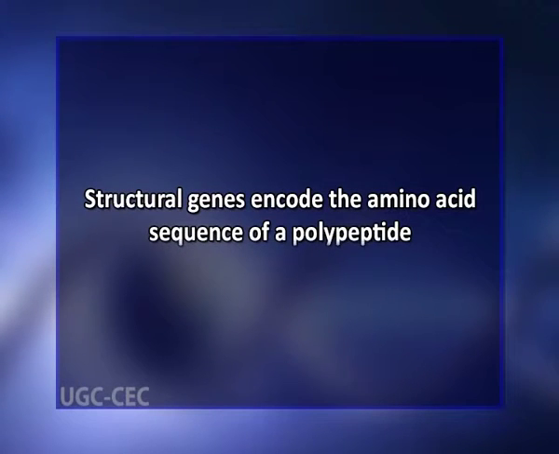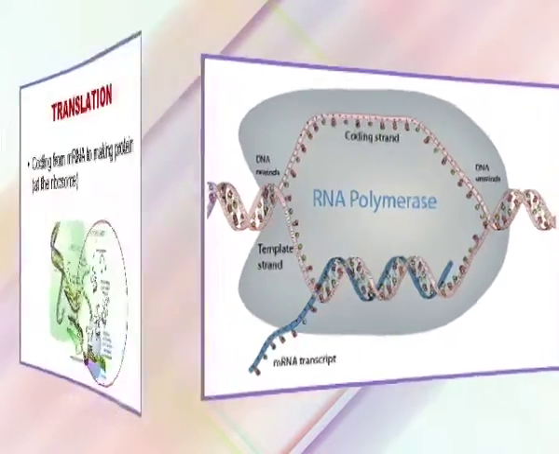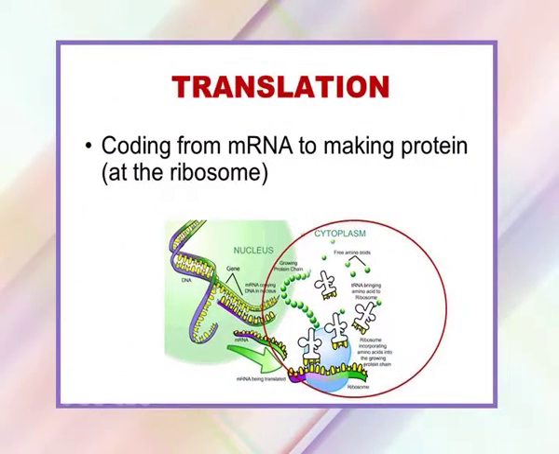Structural genes encode the amino acid sequence of a polypeptide. When a structural gene is transcribed, the first product is an RNA molecule known as messenger RNA, or simply mRNA. The process of polypeptide synthesis is called translation. The sequence of nucleotides within the mRNA determines the sequence of amino acids in a polypeptide. One or more polypeptides then assemble into a functional protein.